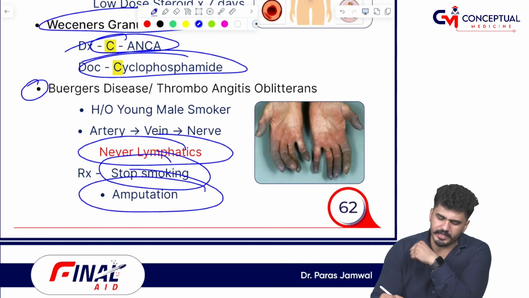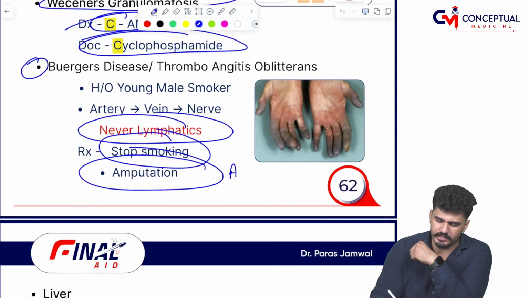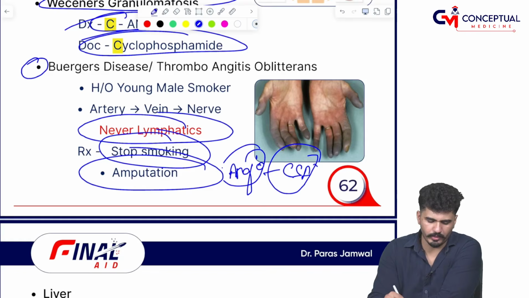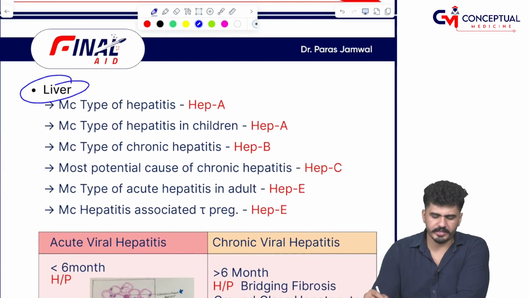Now, the investigation of choice in Buerger disease is angiography to check the vessel status, and you will see a corkscrew appearance. You will see what, a corkscrew appearance. Now, coming to the next one, which is liver.